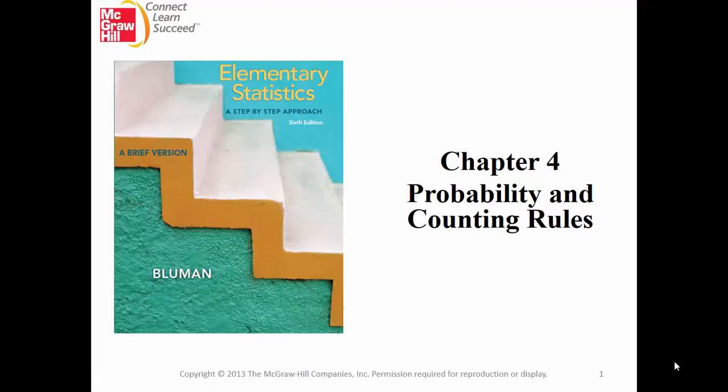Okay, today we're going to go on a little bit in our chapter 4. We've started this with probability and counting rules. We're going to briefly go over what we've done, and then we're going to go on to the multiplication rules, and that's all we're going to cover today.